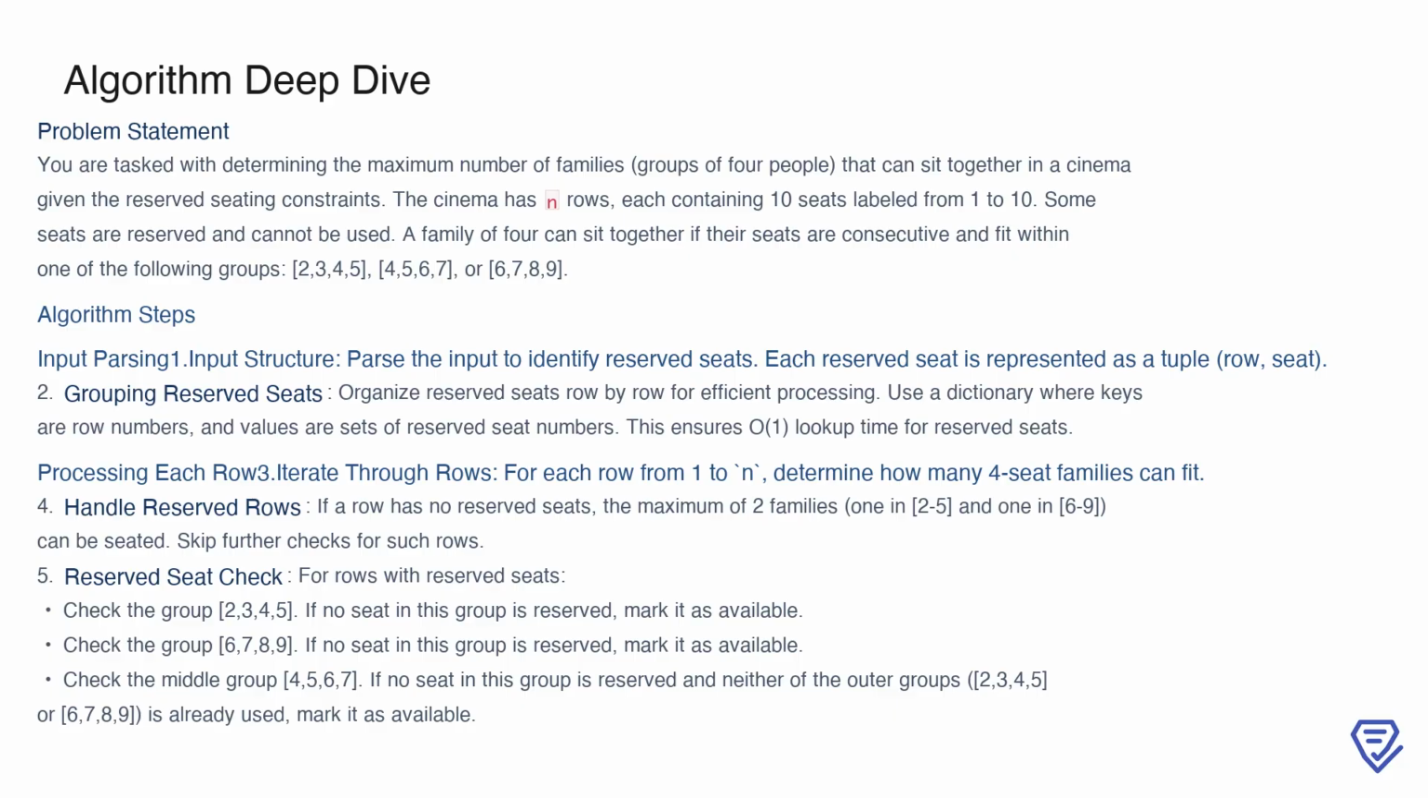Once the reserved seats are grouped row by row, the next step is to process each row individually. For rows with no reserved seats, we can directly allocate the maximum of 2 families, one group in 2 to 5 and another in 6 to 9. For rows with reserved seats, we perform specific checks to determine which groups are still available. This includes verifying the availability of the groups 2, 3, 4, 5; 6, 7, 8, 9; and 4, 5, 6, 7, ensuring that no reserved seats are present in these ranges and avoiding overlap between groups whenever possible.